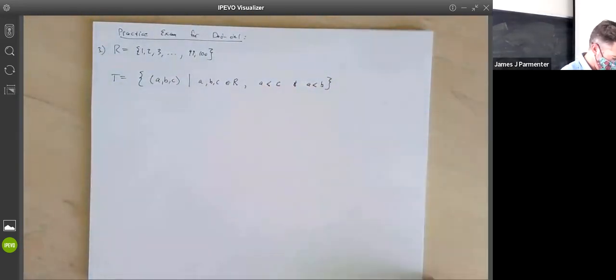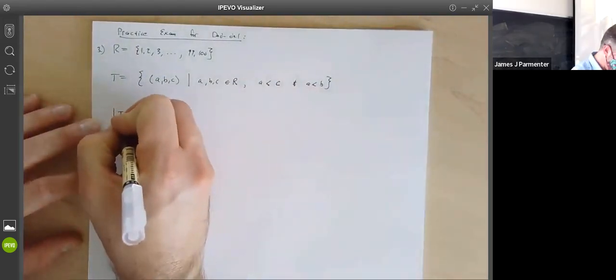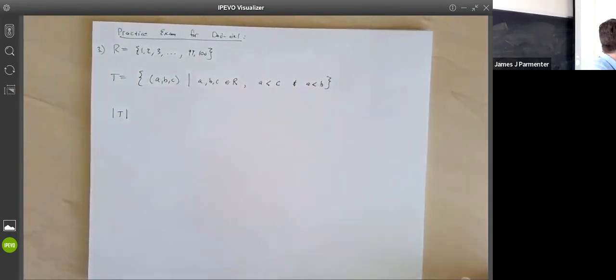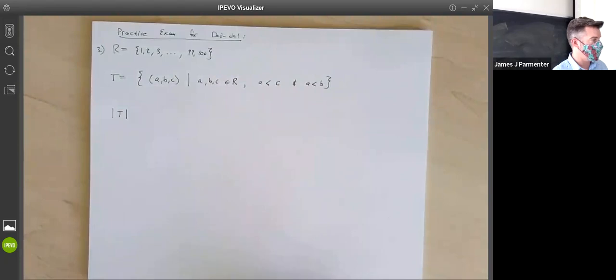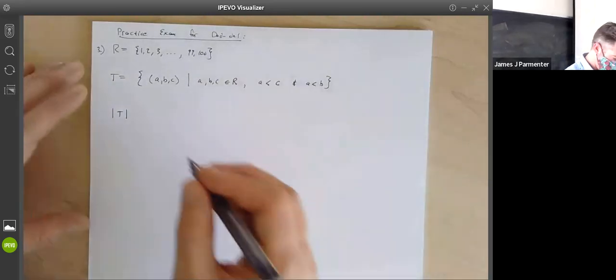Okay. So, what's the size of T? How many things are in T? Okay. So here's what I would start doing. I'm going to start trying to count the number of things by starting at kind of a logical place. And I'm not sure if it makes more sense to start with A being high or A being low. You can kind of go either way. Let's start with A low, and then we'll think about A high.